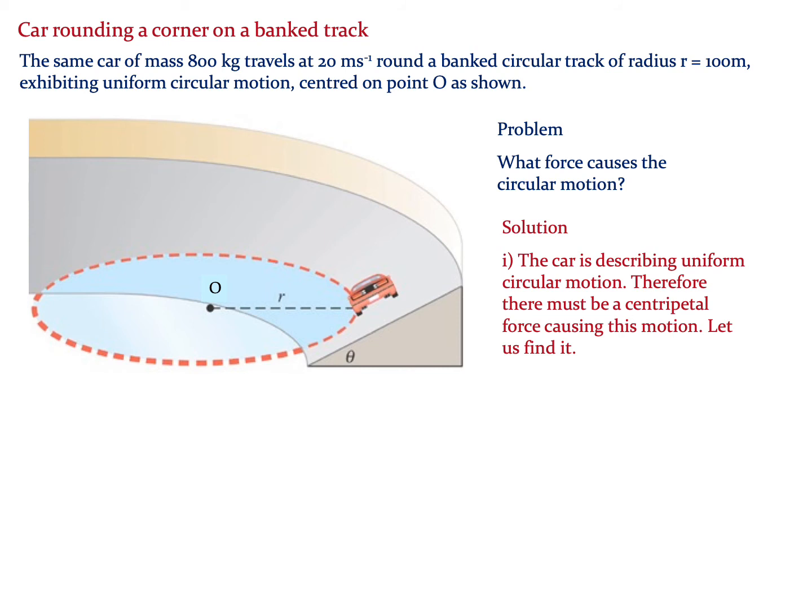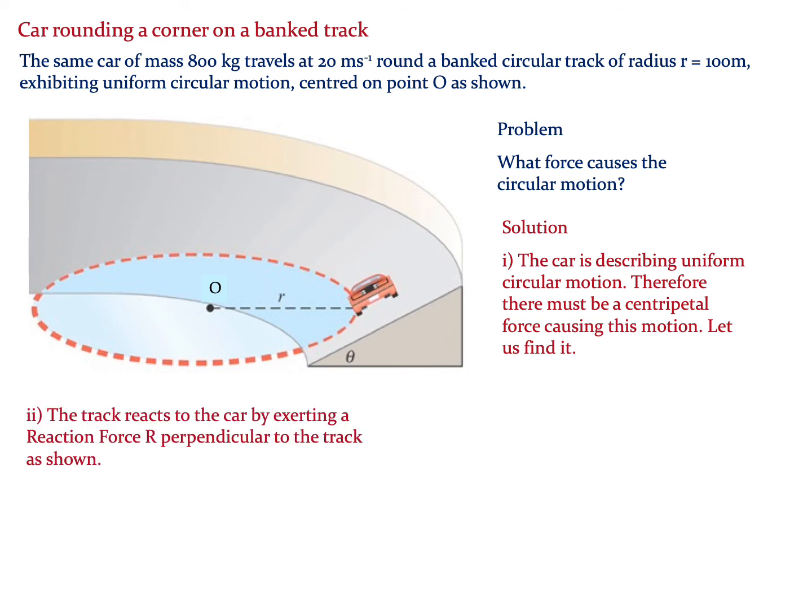Well, the car's describing uniform circular motion, therefore there must be a centripetal force. That's the first observation. So let's find it. You might want to pause again and see if you can come up with the detail of the forces. Well, the track reacts to the car pressing down on it by exerting a reaction force R back upwards, perpendicular to the track and to the car as shown.